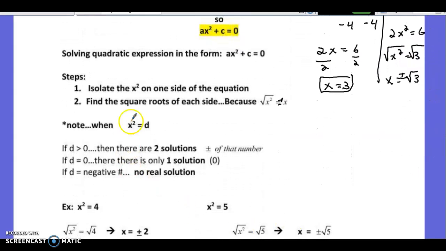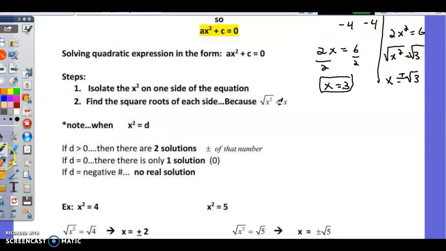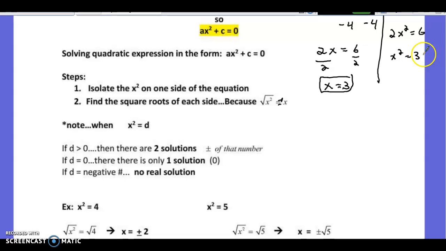All right, so moving down in the notes, if I get to a point, in this second to last step right here, where you have the x squared isolated by itself and it equals a number. All right. So in this case, relate this to x squared equals d. In this case, d equals 3, right? So if d, in this case 3, or if the number is greater than 0, there's going to be two solutions. So when you do take the square root of both sides, you will get x equals plus or minus the square root of 3 for your answer.